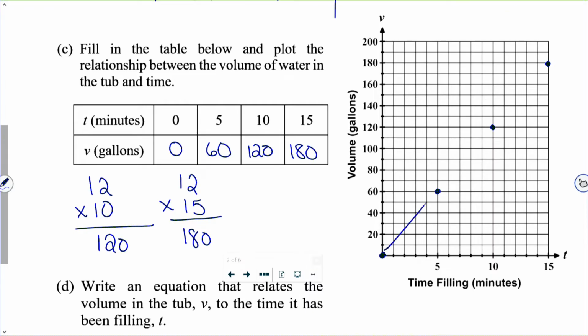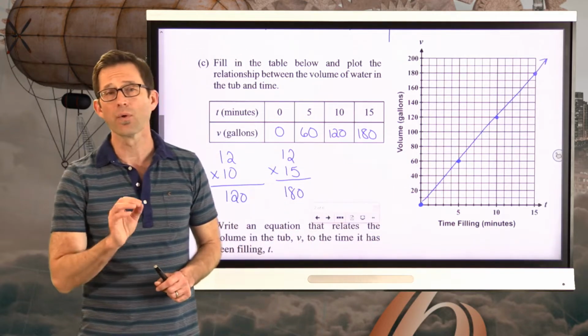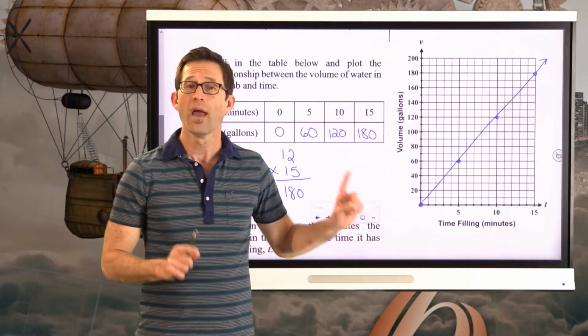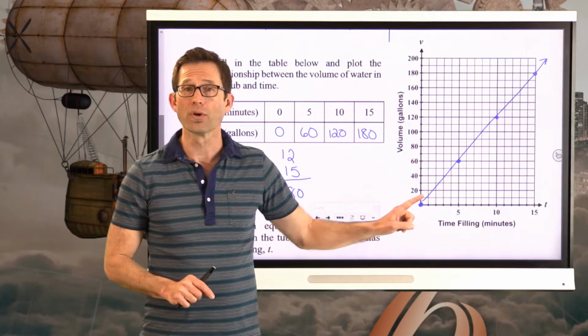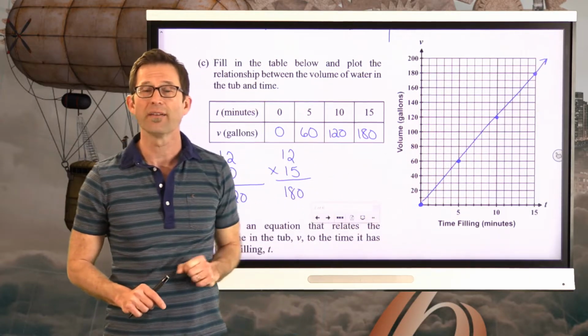And as usual, if we draw a nice straight line, it will pass through all those points. In Math 7, we'll look at this a lot more. We'll talk about what we call proportional relationships. And those relationships in terms of a graph will always go through the origin, and then they'll always lie along a nice straight line like that.